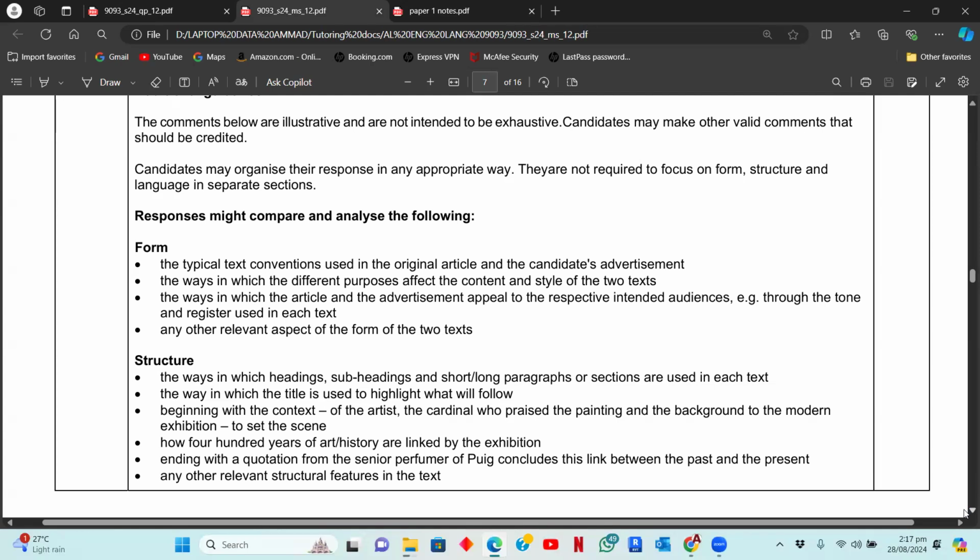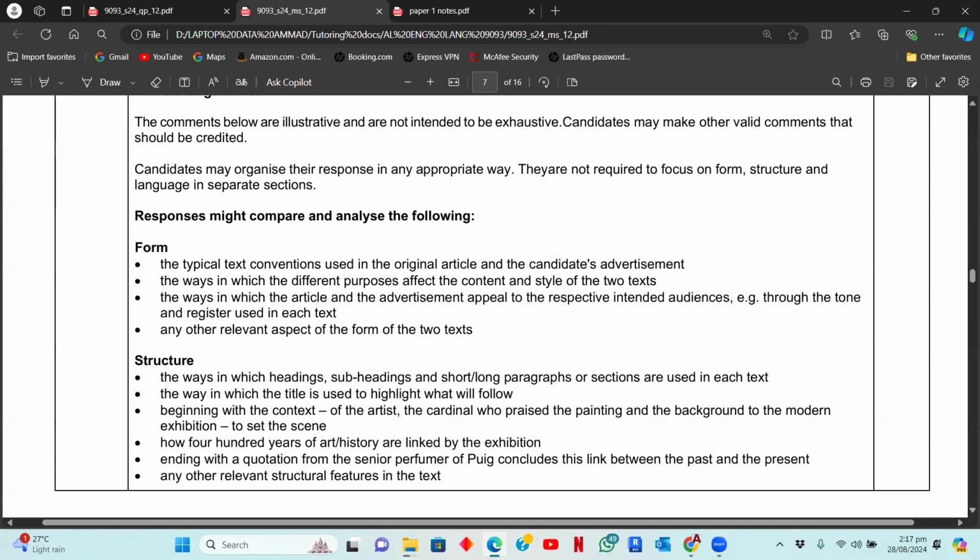Third one, the ways in which the article and the advertisement appeal to their respective intended audiences, for example, through the tone and register. Again, we're commenting on tone and register over here, and any other relevant aspect of the form of the two texts. So this is what they're expecting from you in the paragraph where you're analyzing form.